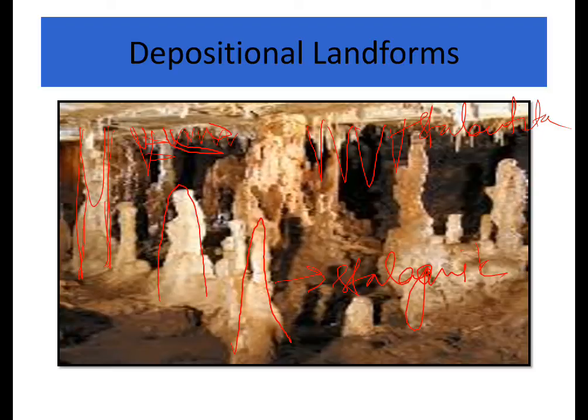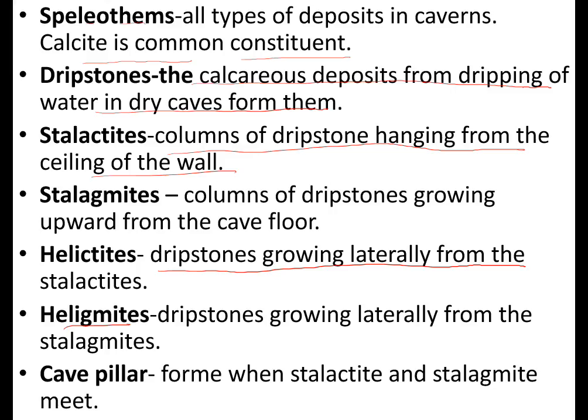Suppose this is a stalagmite, they can grow like this, or when they grow from the valley floor itself, they grow like this, not vertically, they form an angular formation. So they grow like this, and are called heligmites. And cave pillars, as I said, are formed when the stalactite and stalagmite meet.